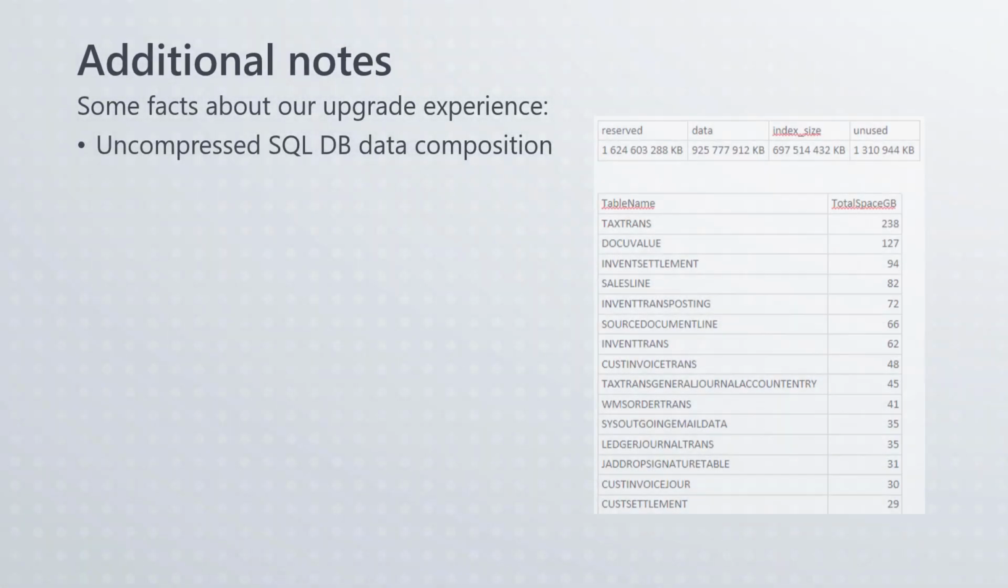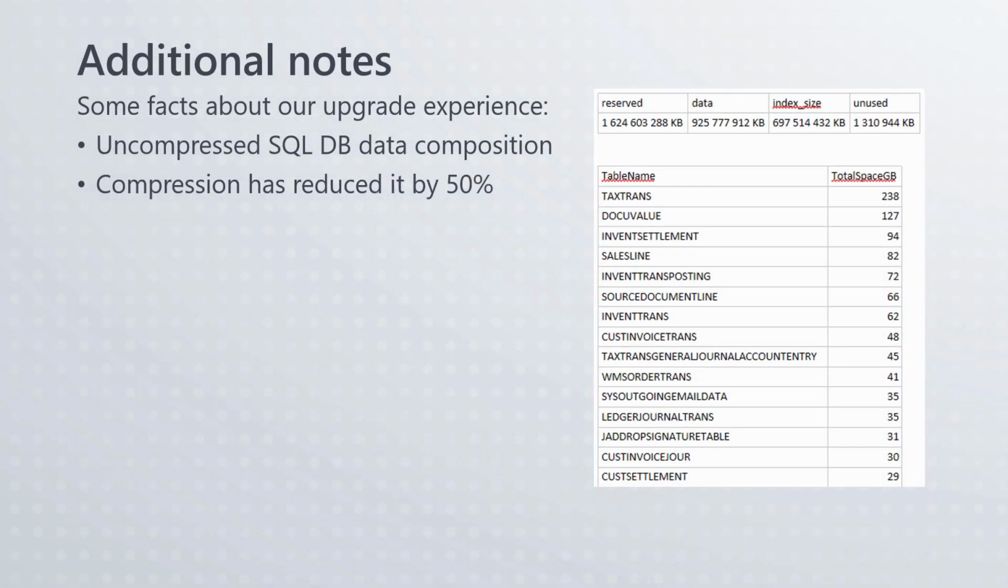Additional notes. In the screenshot on the right, you can see some of our top largest tables in the database. So for example, text transaction more than 230 GB, document attachments of PDF scans of invoices that we got from the vendors more than 120 gigs, inventory settlements and sales lines again between 80 and 100 GB total.